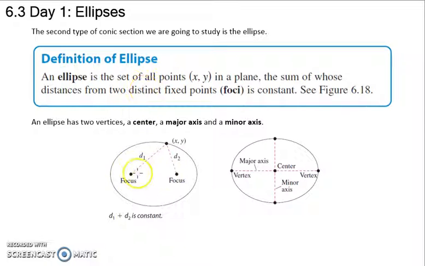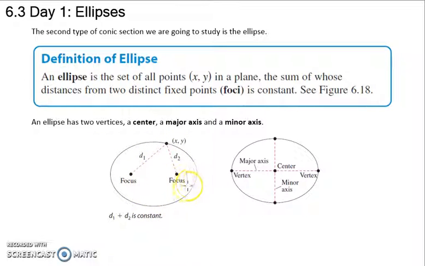So if we look at this right here, we have one focus. D1 would be the distance from this focus to the point in question, D2 would be this one. So if you figure out the distance here and the distance here and add them together, you're going to get some number. If you move and go from, say, this point here, this distance plus this distance is going to be the same as this distance plus this distance. So it's the same all the way around.